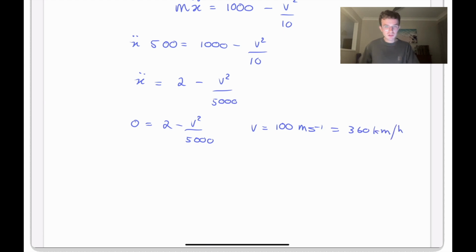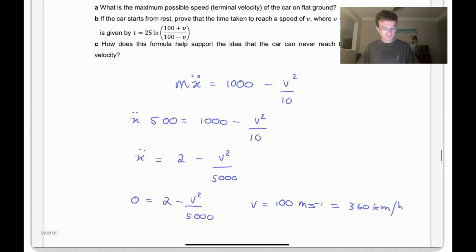Think about your question logically. Does it make sense for it to be kilometers? A maximum velocity of 100 kilometers an hour for a supercar is too small.